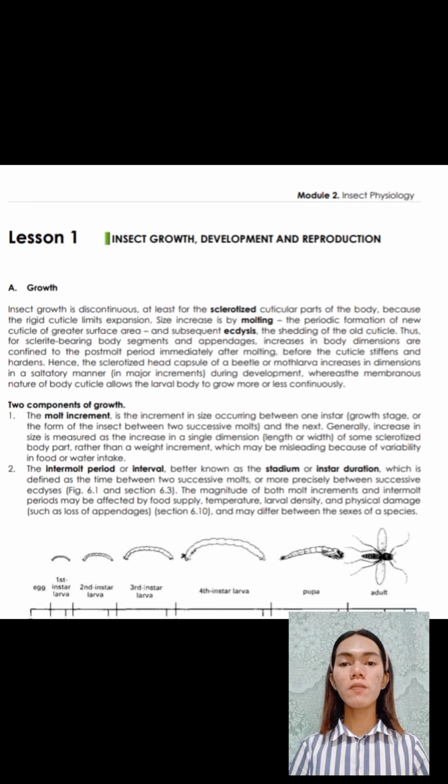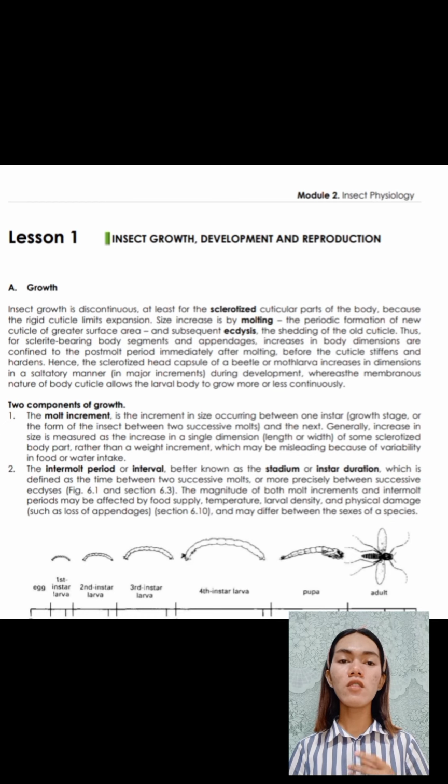Next is intermolt period or interval, better known as the stadium or instar duration, which is defined as the time between two successive molts, or more precisely between successive ecdysis. The magnitude of both molt increment and intermolt periods may be affected by food supply, temperature, larval density, and physical damage, such as loss of appendages, and may differ between the sexes of a species.